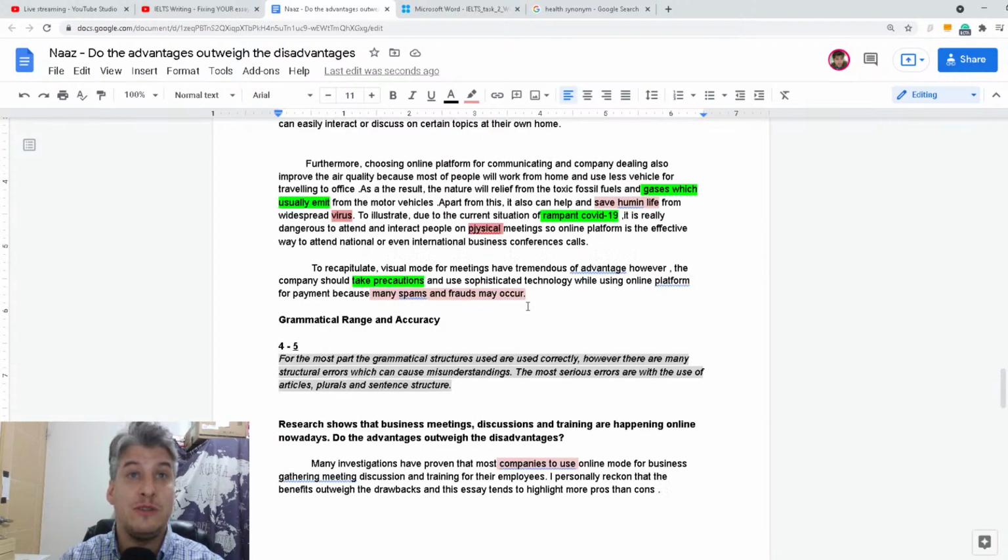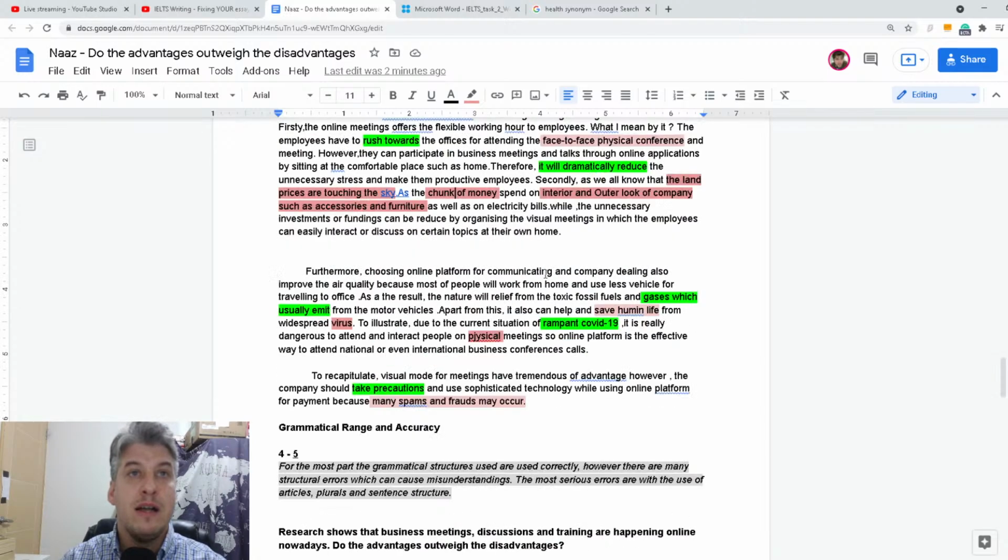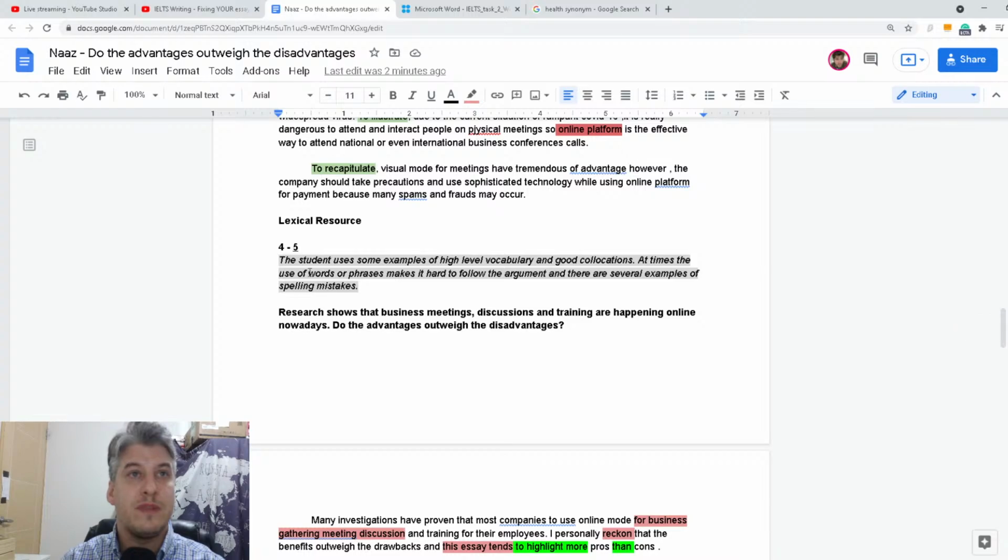And the only other thing in your conclusion is many spams and frauds. Spam and fraud are uncountable. We don't put them into the plural. Okay, so looking at this, I said the student uses some examples of high-level vocabulary and good collocations. At times, the use of words or phrases makes it hard to follow the argument, and there are several examples of spelling mistakes. So this would unfortunately put you down to about a 5. I don't think it's as low as a 4. I think you would be much closer to a 5 here, Naz.